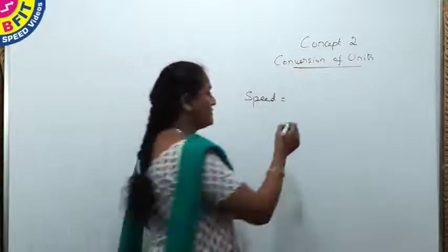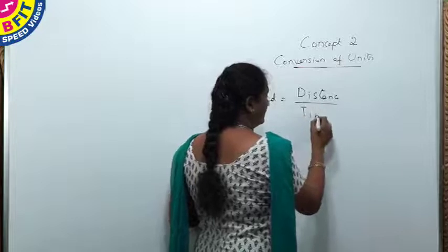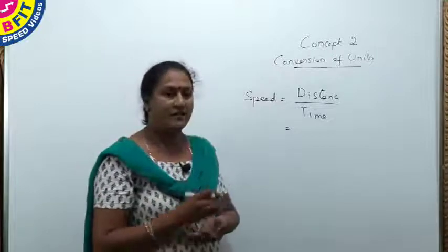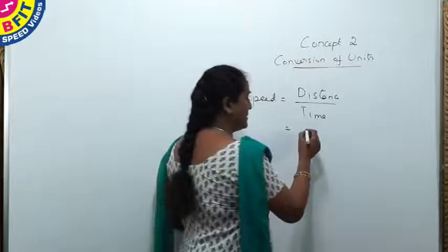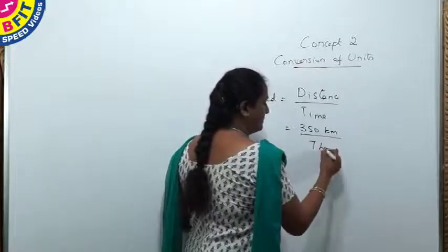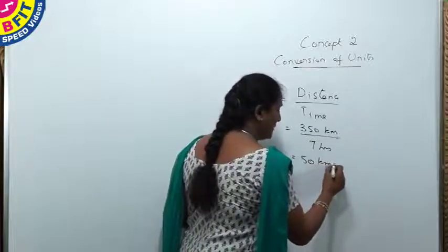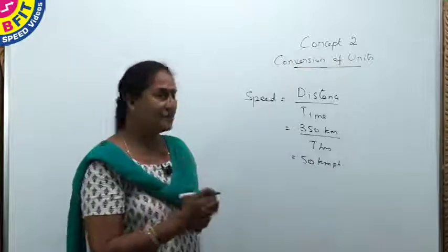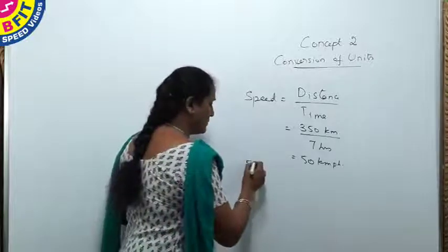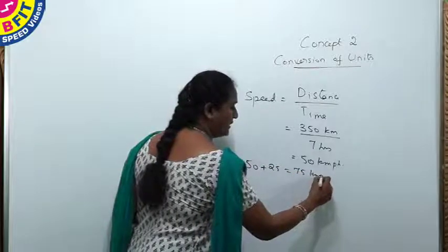So speed equals distance by time taken. First, with the given details, we'll calculate the speed of the train. The train is covering 350 kilometers in 7 hours. So distance is 350 and time taken is 7 hours. By dividing, we get the speed of the train, that is 50 kilometers per hour. If it is running 50% more than the original speed, 50% means half more than the original. So half of 50 is 25, so speed becomes 75 kilometers per hour.